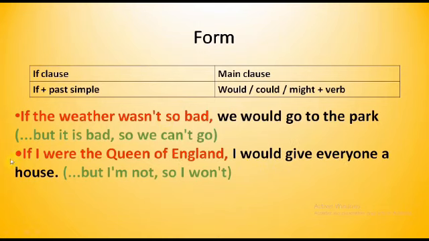Another example, if I were the Queen of England, I would give everyone a house. But in reality, I am not the Queen of England, so I won't. But let's imagine that I am the Queen of England. Then I would give everyone a house. But in fact, I am not.